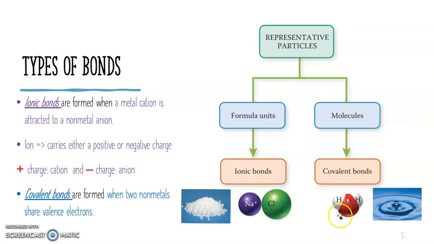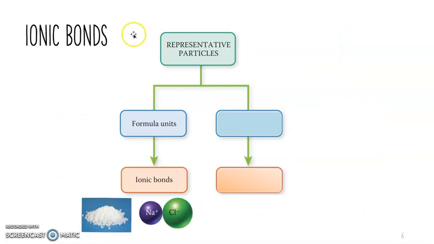An example of a covalent bond or molecule is water, where one oxygen and two hydrogens share electrons, forming chemical bonds between oxygen and hydrogen. So let's talk about ionic bonds for now.